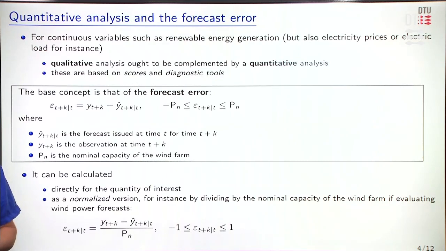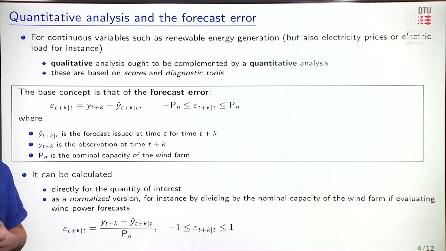Besides this qualitative analysis, obviously we can go a bit more quantitative. For continuous variables, like we have here with renewable energy generation, but it can be some other variables, we can do this quantitative analysis by calculating a lot of scores and diagnostic tools. As a basis for that, we need to collect a lot of data. The data we need to collect is the forecast, obviously, the measurement, obviously, and you may also collect a number of extra explanatory variables. For instance, if you want to condition your quantitative analysis by some weather conditions.